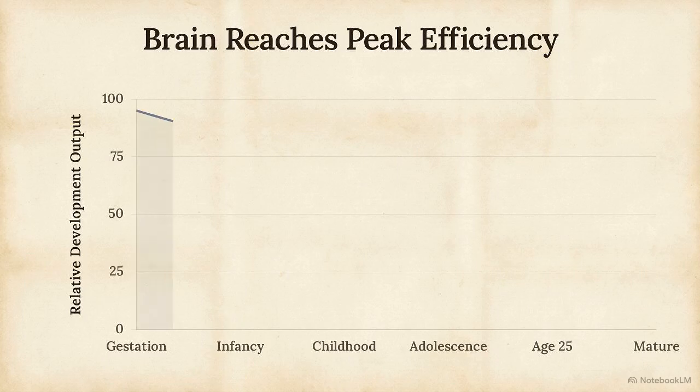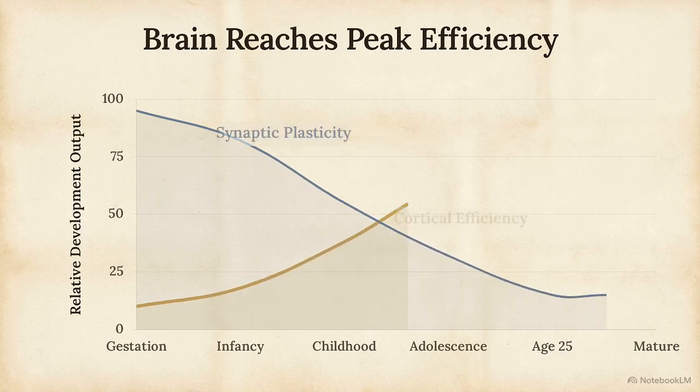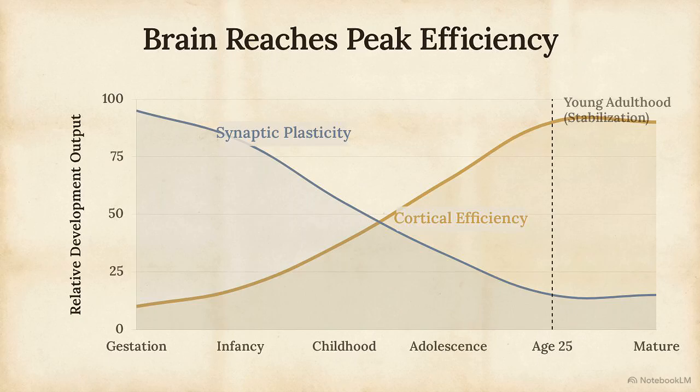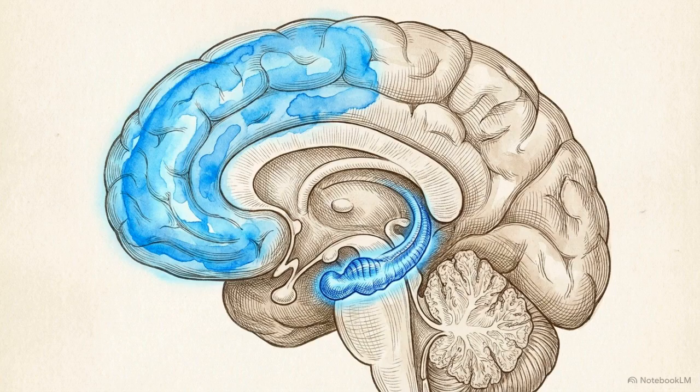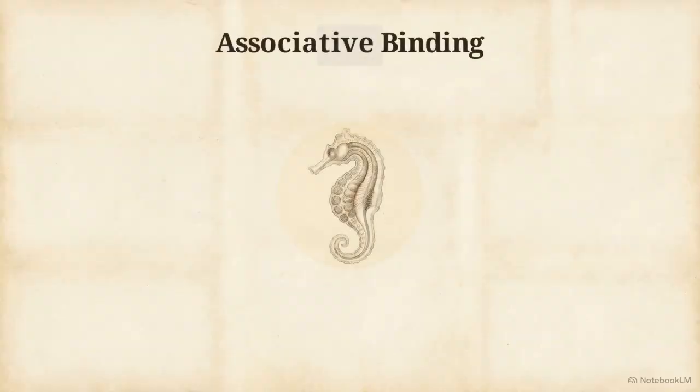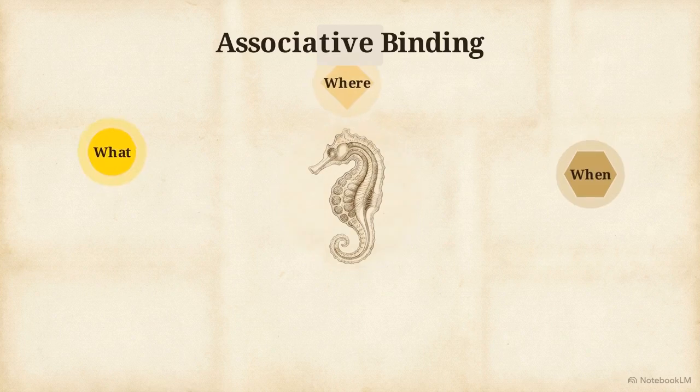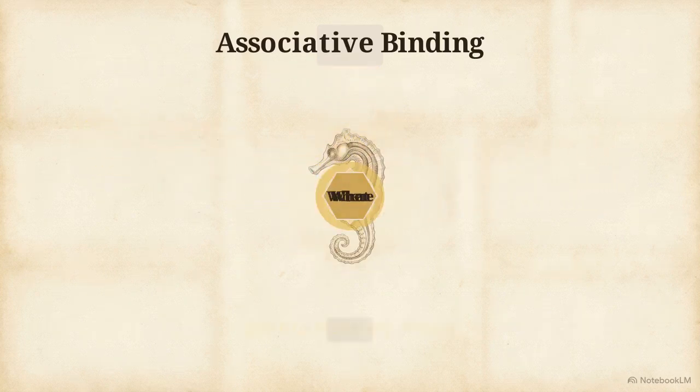By young adulthood, the brain enters a stabilization phase. Plasticity has leveled out and cortical efficiency has reached its peak. This mature architecture supports the 2-component model of episodic memory. The first component is associative binding. With early neurogenesis finished, the hippocampus can reliably secure the raw details of an experience.